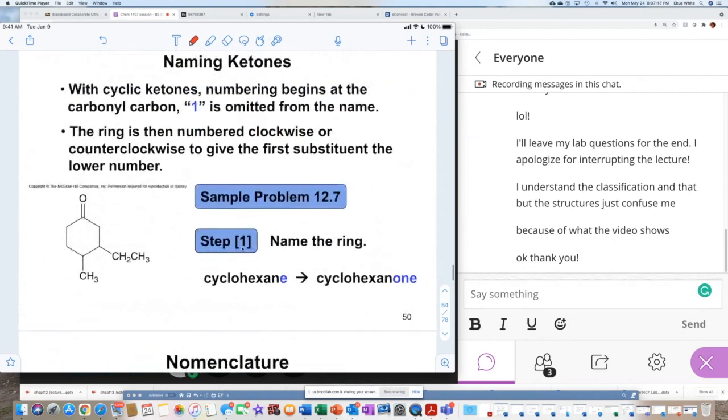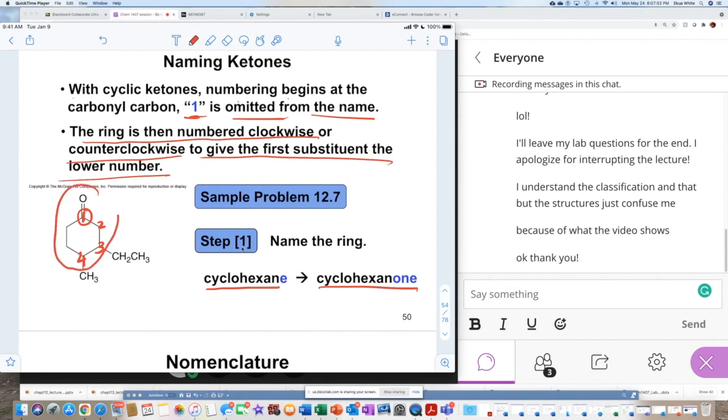When it comes to ketones, we're told that with naming cyclic ketones, numbering begins at the carbonyl carbon, carbon 1, and the 1 is omitted from the name. So when we're numbering these, remember to omit 1 from the name. The ring is then numbered clockwise or counterclockwise to give the first substituent the smallest number. Here this is carbon 1, this is 2, 3, 4. But when you're naming it, don't name this as 1. The 1 is implied. So that will be cyclohexanone.